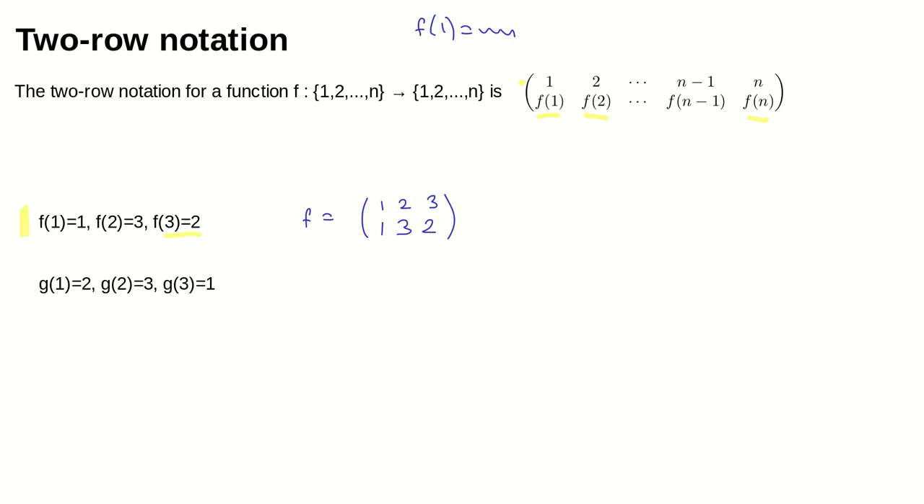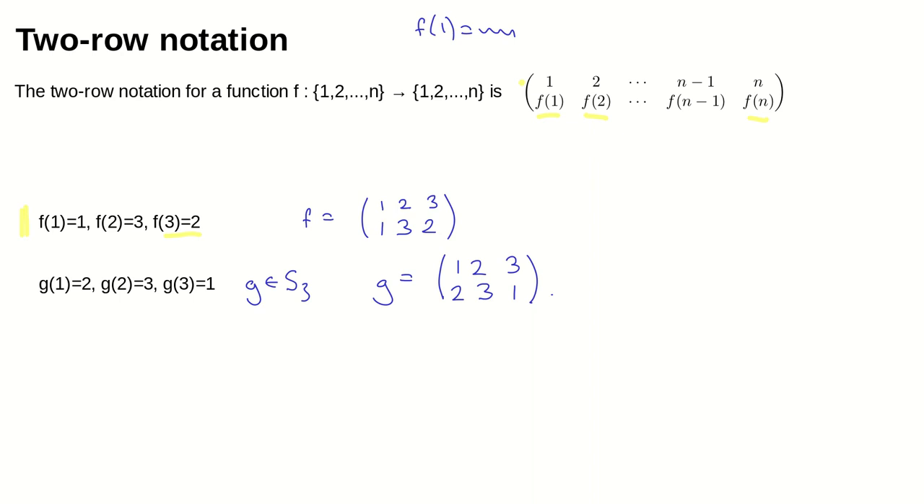For another example, let's look at another function, this time called g, which is an element of S3. To write the two-row notation for g, g of 1 is equal to 2, so beneath 1 I have to write 2. G of 2 is equal to 3, so beneath 2 I have to write 3. And g of 3 is equal to 1, so beneath 3 I write 1. And that's the two-row notation for our permutation g.